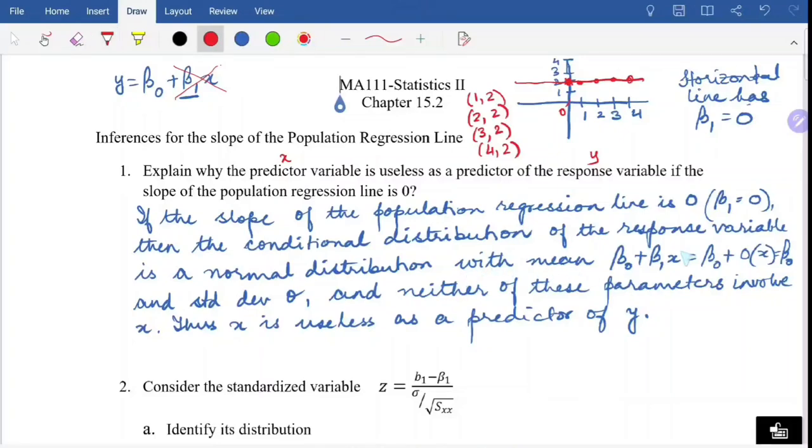So you have to write somehow in your own words, possibly, that when beta sub 1 is equal to 0, when the slope is 0, then this x term is completely eliminated. No matter what you plug in for x, the y value will always be whatever beta sub 0 is. And therefore, x will not have any effect on the value of y, and that's why it is a useless predictor of the y or the response variable.